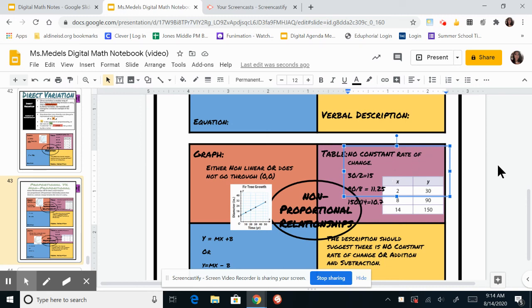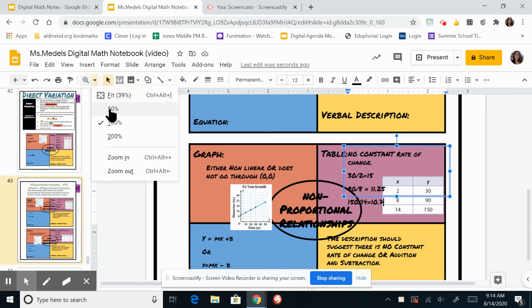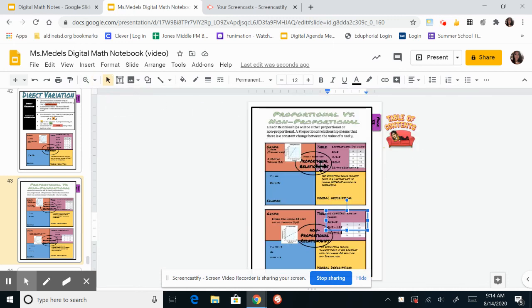Okay, so zooming out, remember proportional relationships are direct variation. They are the exact same thing. Okay, and of course, all of the opposites would be a non-proportional relationship.